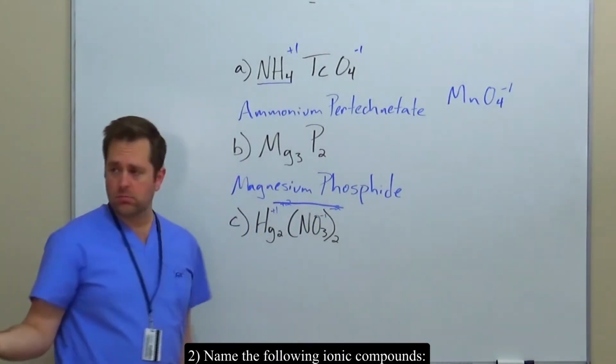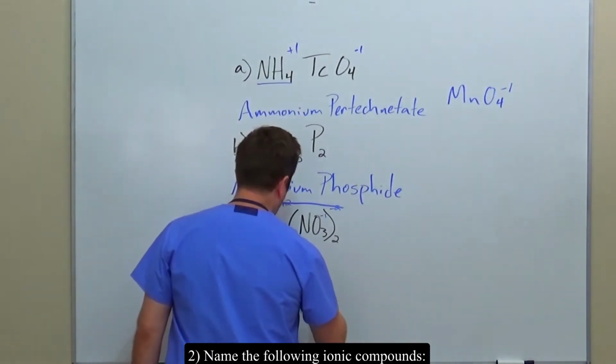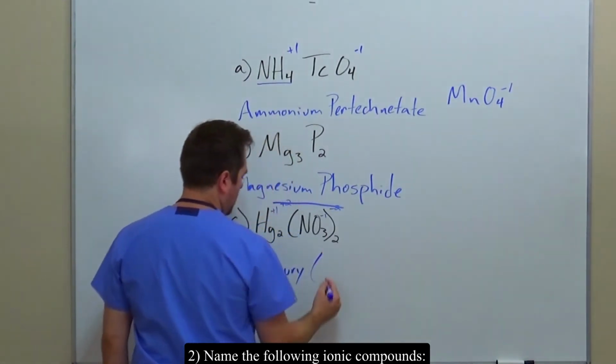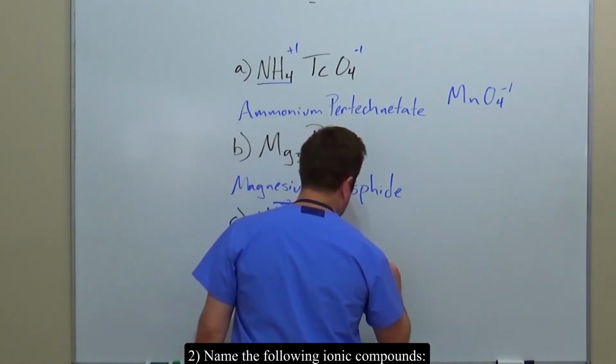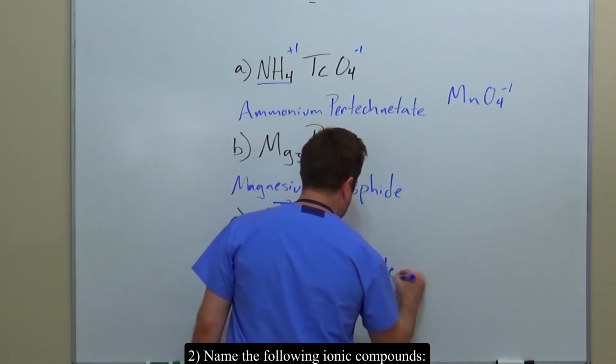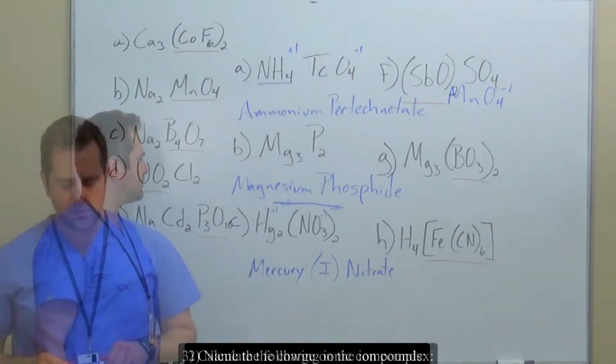So there it is. Now we can name it. We can call this mercury, and remember, we use Roman numerals in parentheses, mercury(I) nitrate. Don't forget the ATE suffix on your polyatomic ion here.